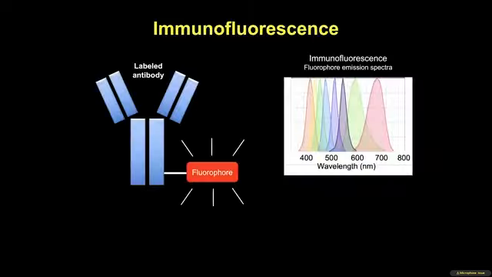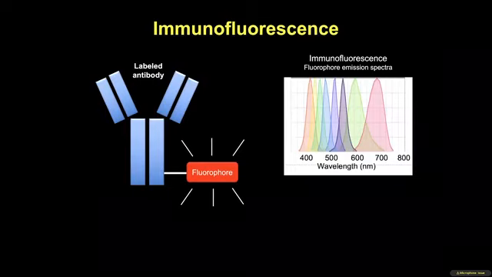Now, immunofluorescence is really great. It just becomes harder to multiplex higher numbers of channels once you get beyond, say, 3 or 4.